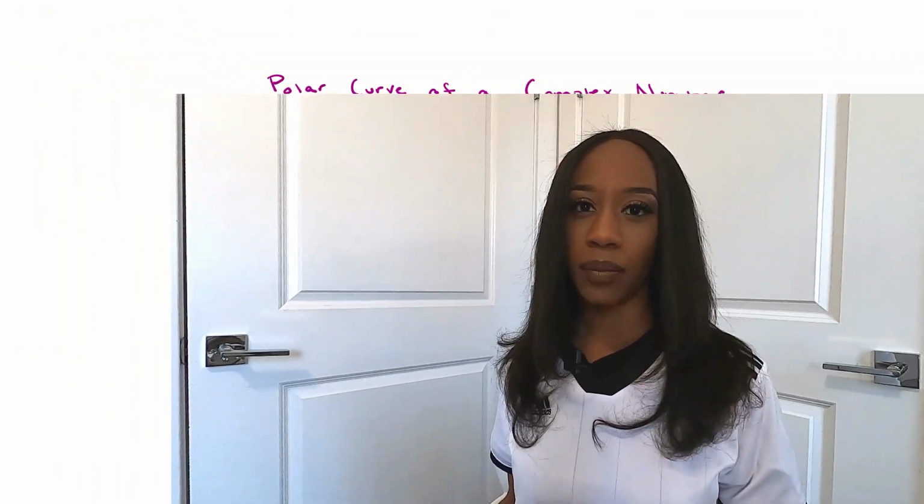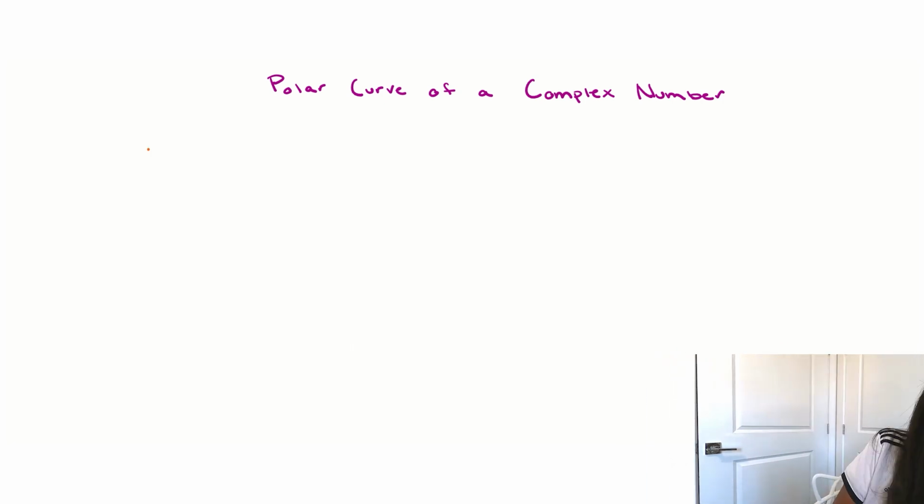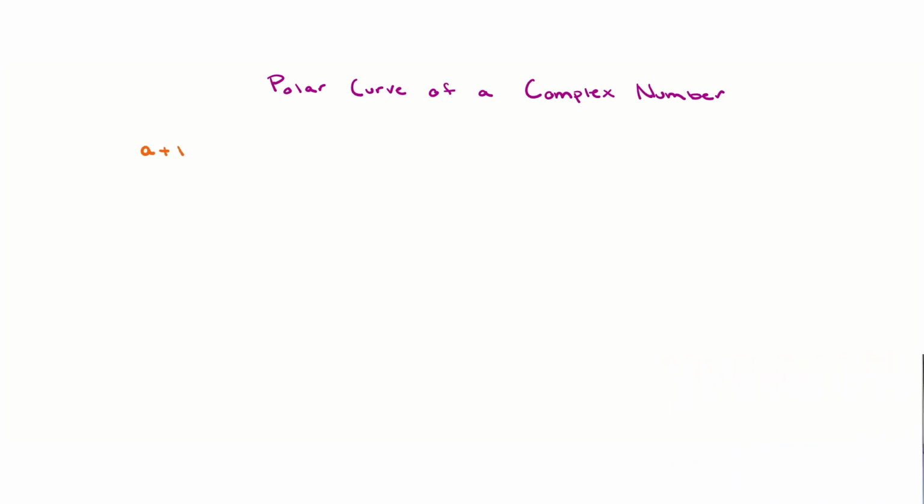I'm Coach T, and in this tutorial, we'll be finding the polar curve of a complex number. Let's get started. Complex numbers are formatted as a plus bi, and this expression is set equal to z. And graphing a complex number would require that we plot a on our real axis and b on our imaginary axis. And these two come together to give us the point (a, b).